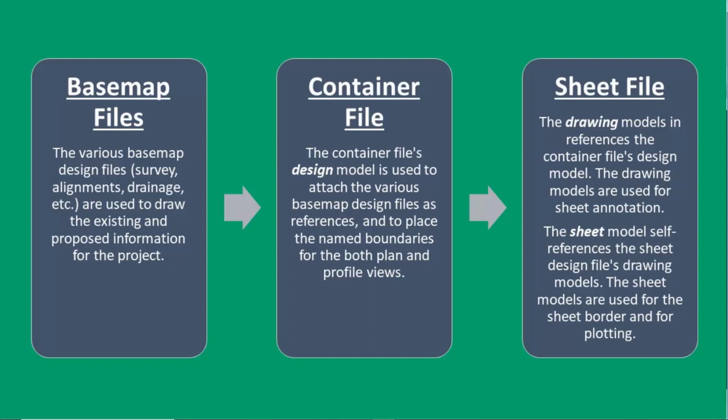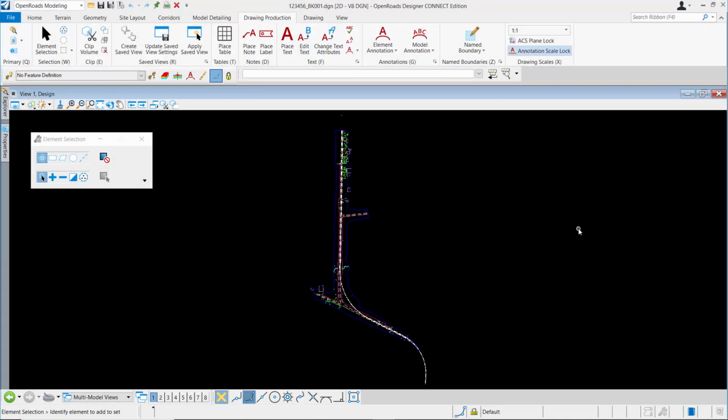Once the references are attached, I will place name boundaries in the container file, and then I'll clip my sheets from there. The sheet design files will consist of a drawing model and a sheet model. So the sheet model will reference the drawing model, and the drawing model will reference the container file. So let's get started by creating a container file.